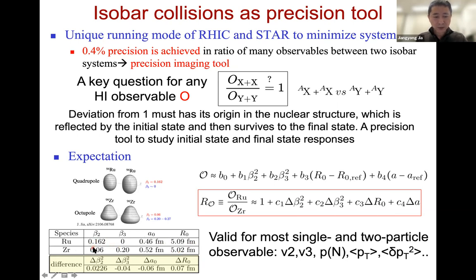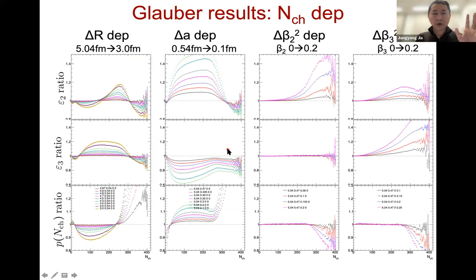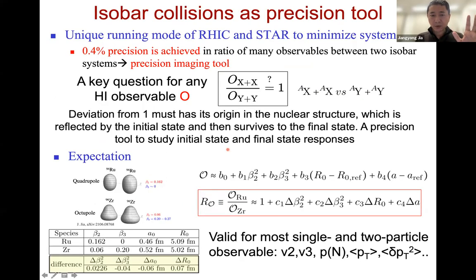These are the four parameters. I show you the default expected differences in beta two squared, beta three squared, surface diffuseness and the radius, okay? I can then plug in and check whether this works. This formula should work for most single and two-particle observables, okay? So I want to first show that this simple formula works well.